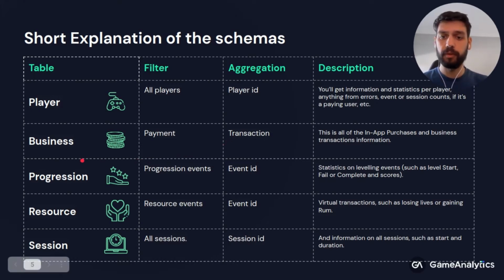Then there's the business table. This is mainly payment events, and it's aggregated on a transaction level. And here is where you'll find information about in-app purchases or other business transactions. The progression table is filtered on progression events, and it's aggregated by event ID. This is where you can get the information about your levels, and it's very simple to calculate completion rate or fail rate. The resource table is aggregated by event ID, and it's mainly designed to include information about in-game transactions.